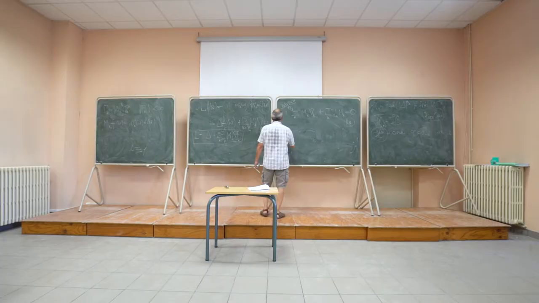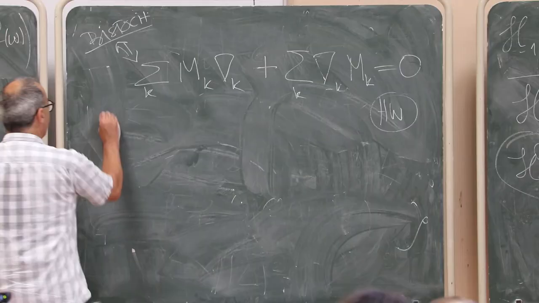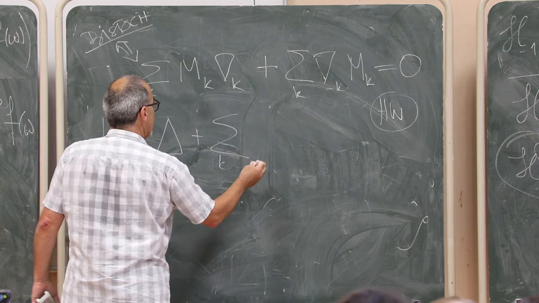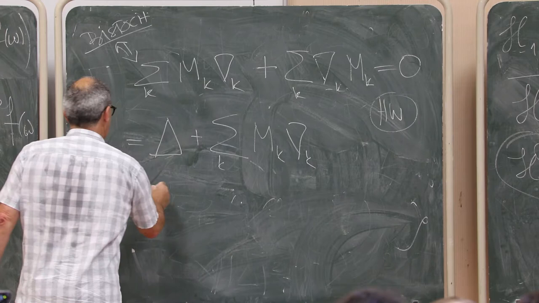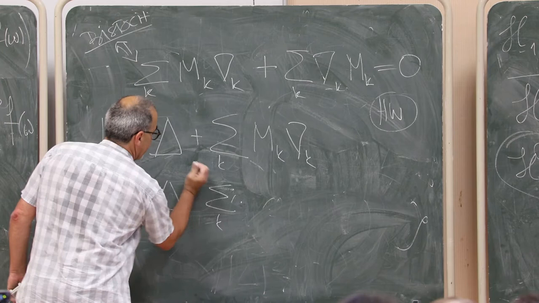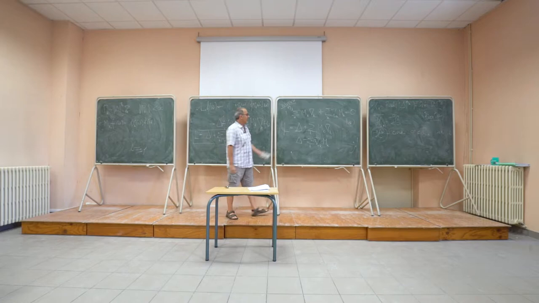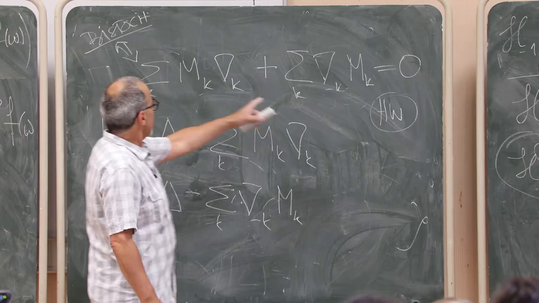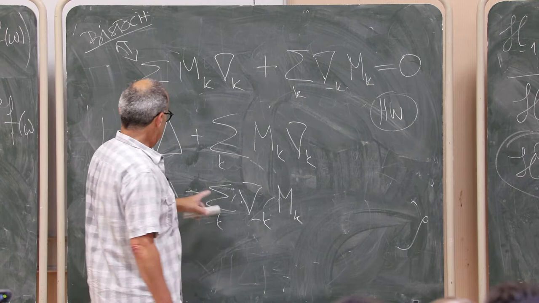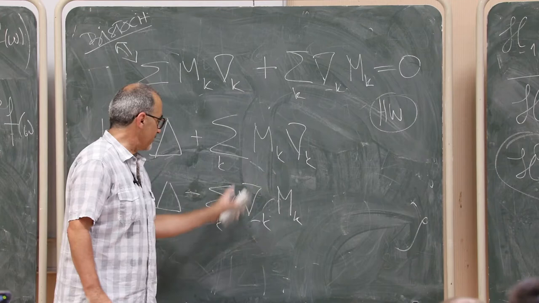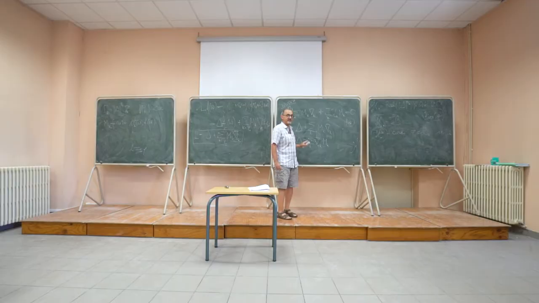I have two ways of writing the infinitesimal generator. It's the Laplacian plus the sum over k of m_k gradient_k, which is the same as the Laplacian plus the sum over k of minus gradient minus k, m_k. And these are the same thing. Mind that m is self-adjoint, and this is the adjoint of that. So if you take the adjoint of this guy, you get that guy with a minus sign. That means that this is the self-adjoint part, right?